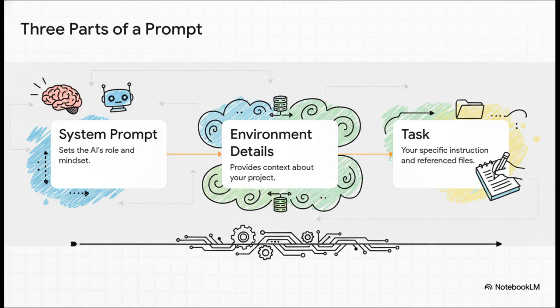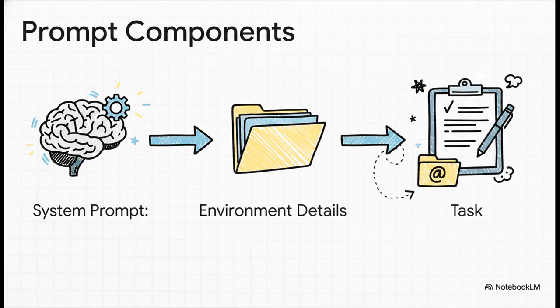First, the system prompt, which gives the AI its role or mindset. Second, the environment details, which give it awareness of your project. And third, the task. That's your specific command. Let's break that down. The system prompt sets the AI's persona. Is it a senior dev or just a helpful assistant? The environment details give it that high-level project awareness. And then there's your task, your direct instruction.